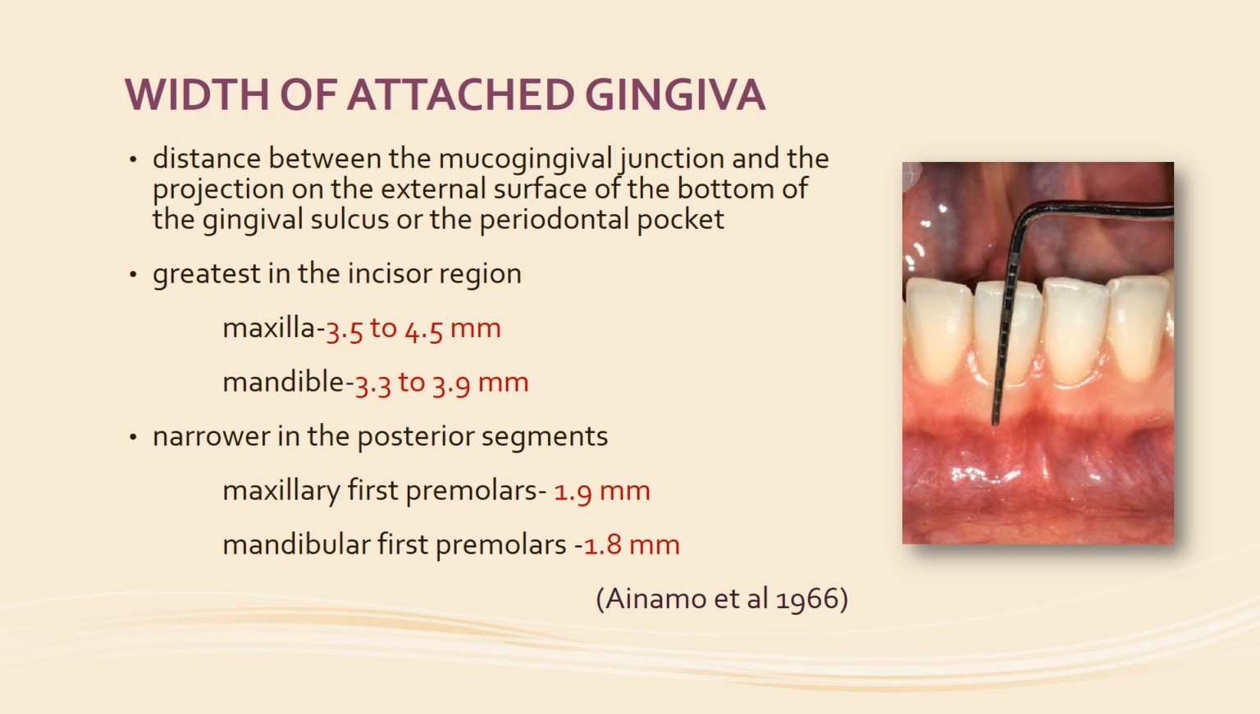Coming to the width of attached gingiva, the distance between the mucogingival junction and the projection on the external surface of the bottom of the gingival sulcus or the periodontal pocket is measured. It is seen greatest in the incisor region, that is in the maxillary region 3.5 to 4.5 mm and in mandible it is 3.3 to 3.9 mm. It is also narrower in the posterior segments. In maxillary first premolars it is 1.9 mm and in mandibular first premolars it is 1.8 mm.